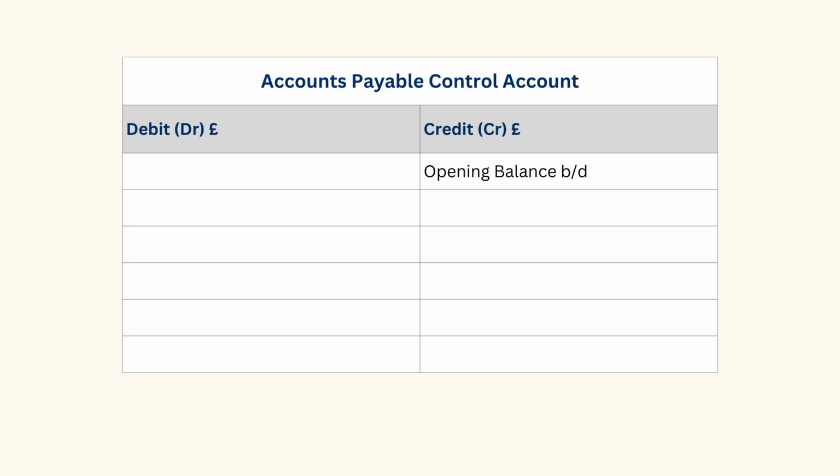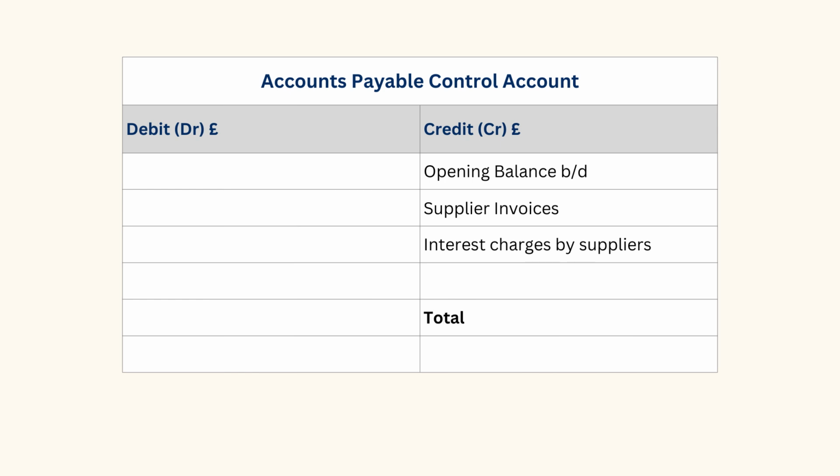Accounts Payable Control Account represents a liability. It normally carries a credit balance. On the credit side, we record anything that increases the amount we owe to suppliers. The main item here is supplier invoices. Every time we buy goods or services on credit, our debt increases. We also include items like interest charged by suppliers or any adjustments that increase the outstanding balance.